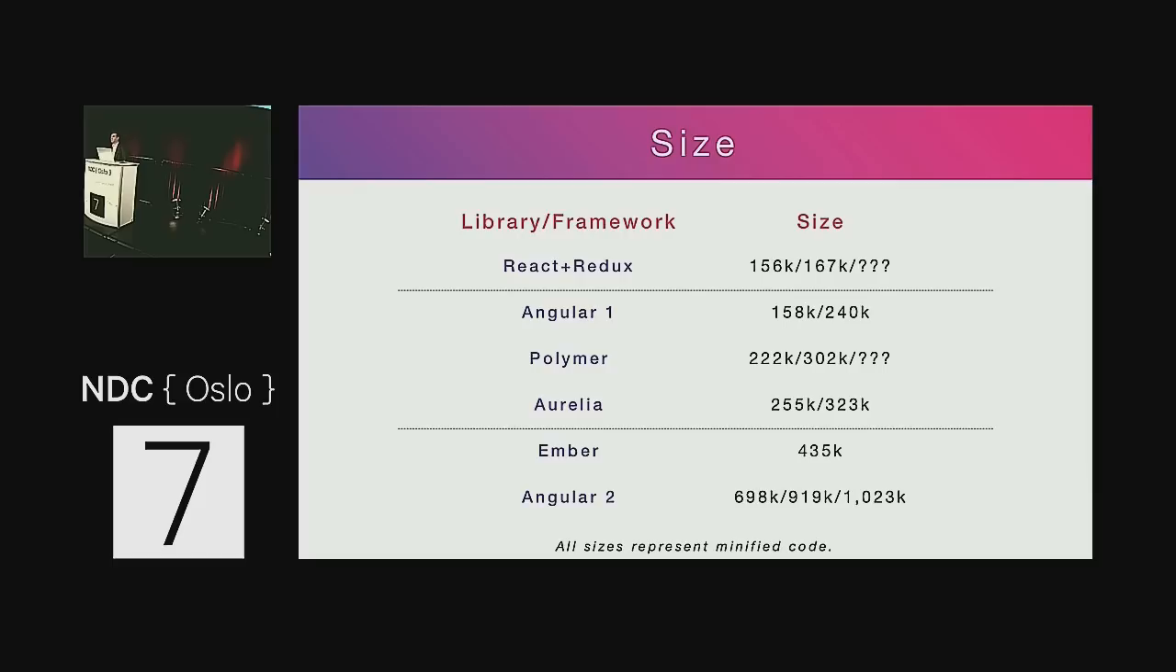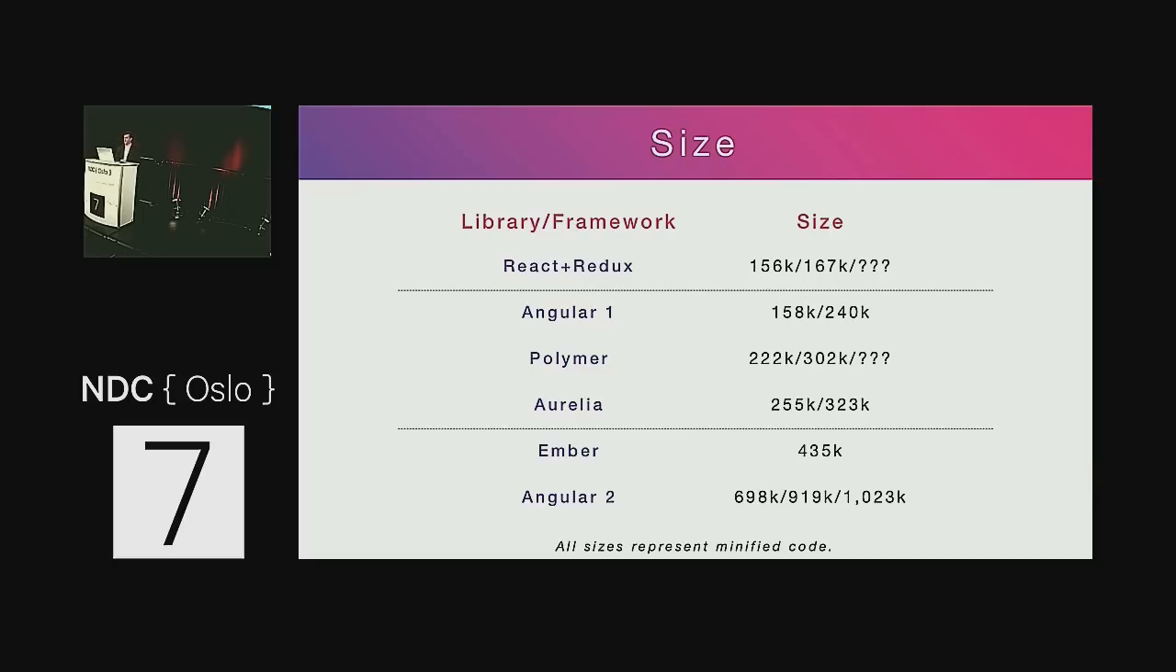919K is the framework plus RxJS, which is a highly recommended extension because Angular 2 is very based on RxJS in a lot of ways, so they kind of recommend you drop that in there. 1023K includes the router and the HTTP client, but does not include animation. So you can see at this point we're actually more than twice the size of Ember for the same features.